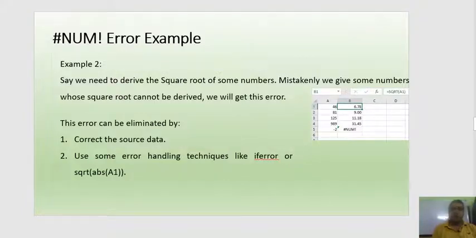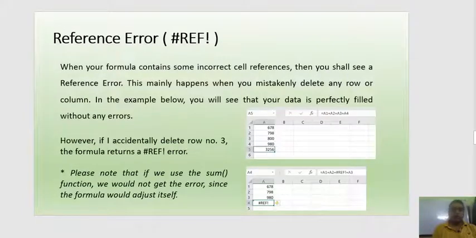Now we move on to the next error, the reference error. The reference error occurs when you accidentally delete a reference. That is, as you can see in that example, I have written A1 plus A2 plus A3 plus A4, and I accidentally deleted row number 3. So it gives A1 plus A2 plus REF plus A3. So it gives me the reference error.